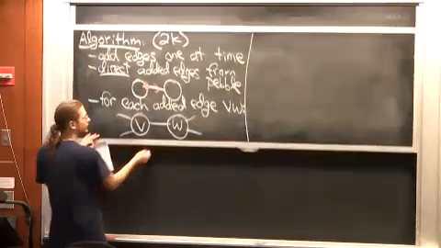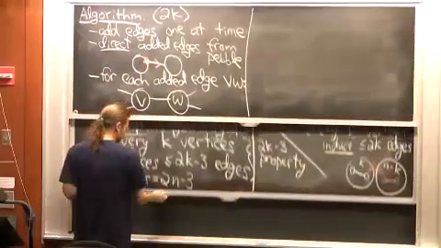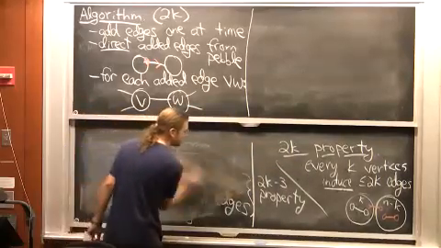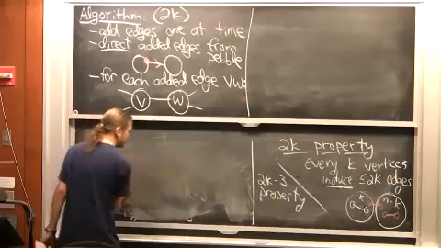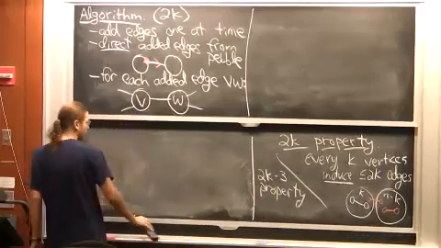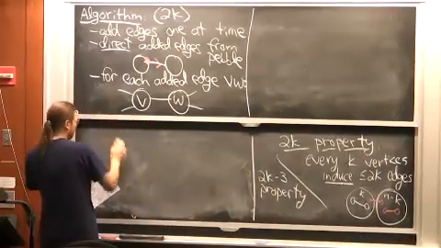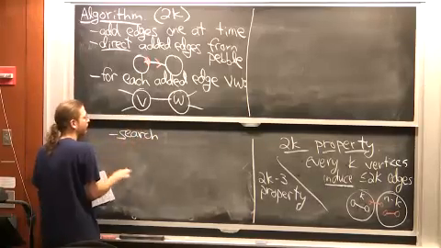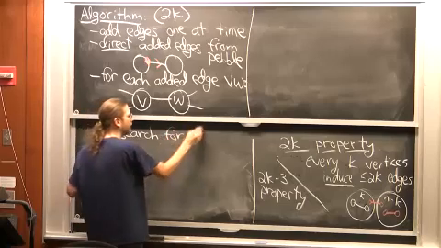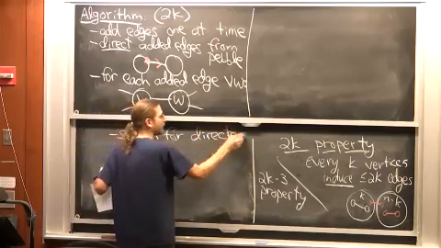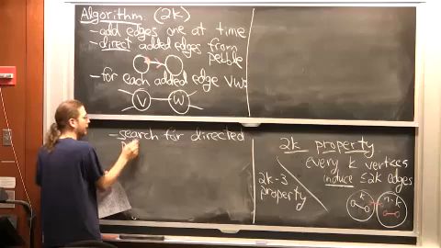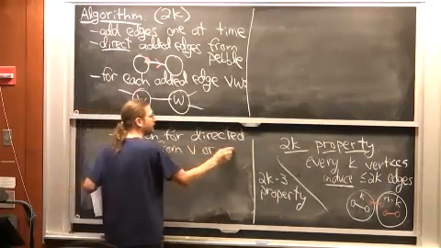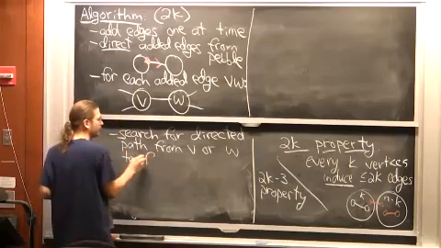So what I'm going to do inside this for loop is search for available pebbles. And in this case, what turns out to be right is a directed path in this directed graph from either V or W to a free pebble.